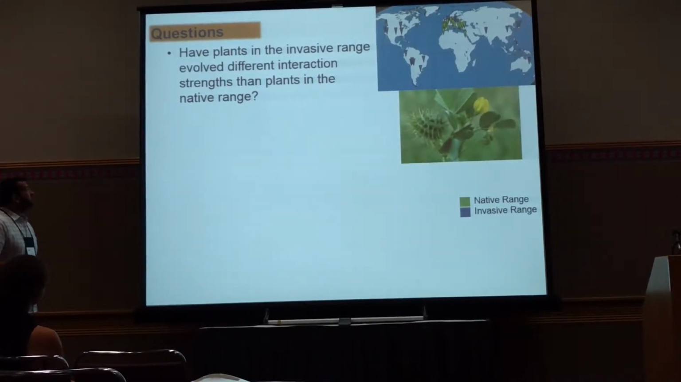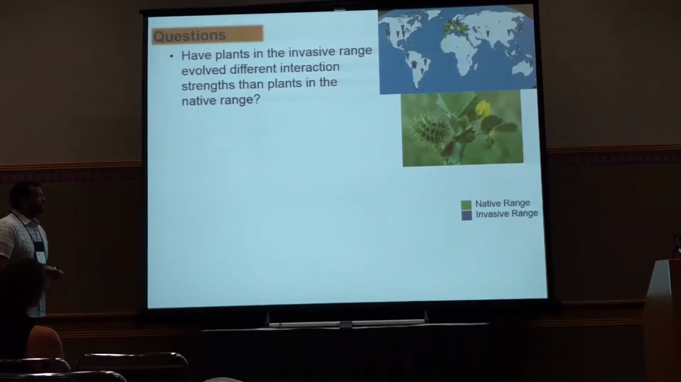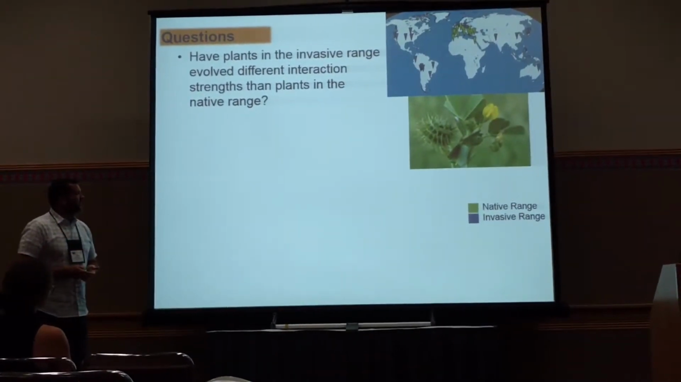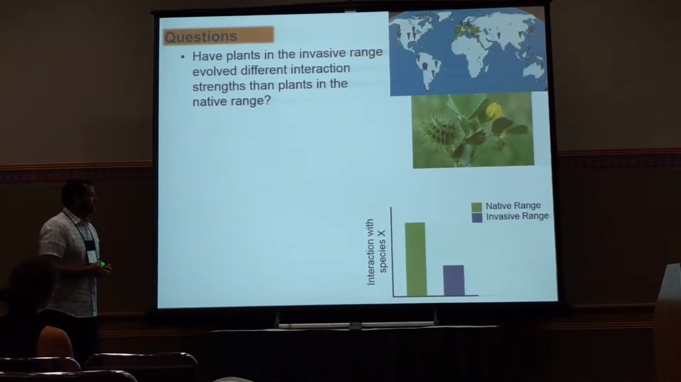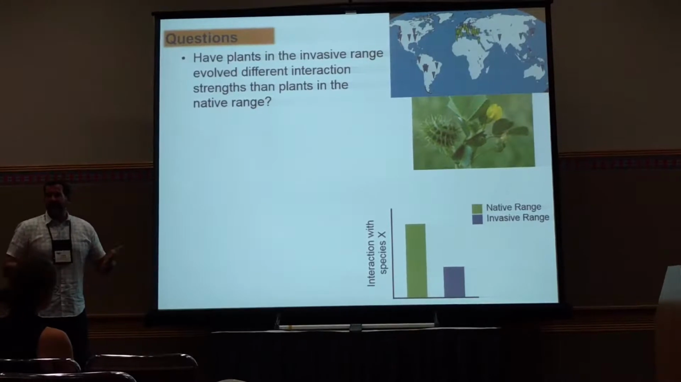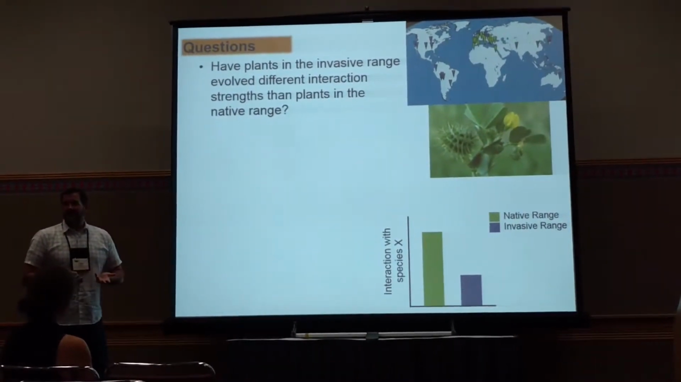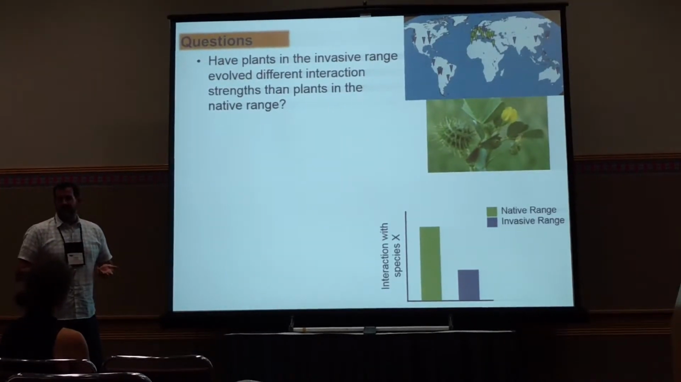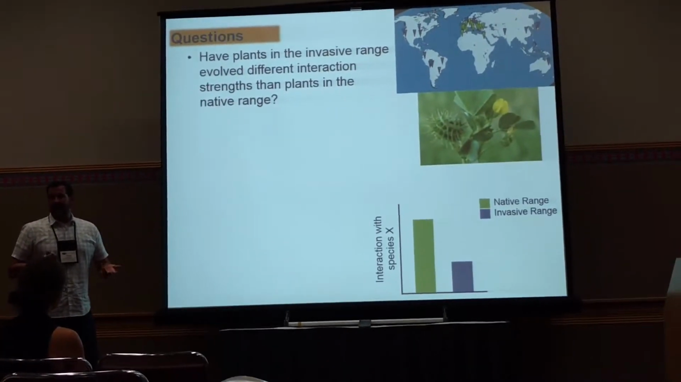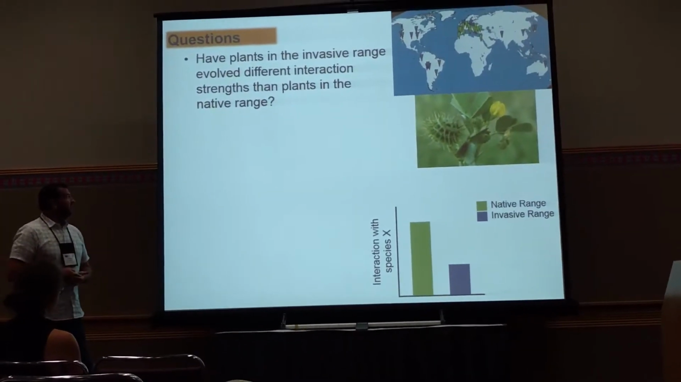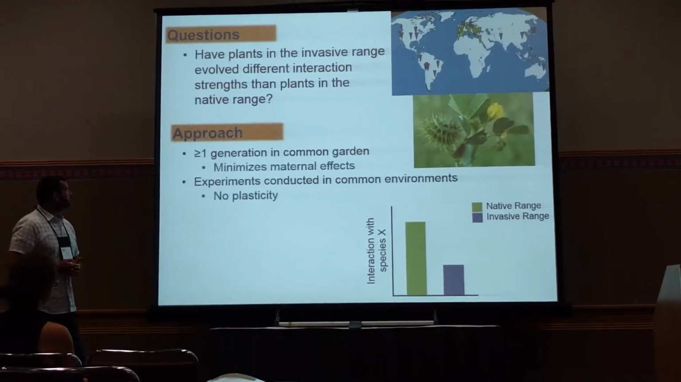So what we're going to do is ask whether plants in the invasive range differ from plants in the native range, and so we're going to look at interaction with one species and just look at whether those native range genotypes differ in those interactions from the invasive range genotypes, suggesting that some evolution has occurred either in the native or invasive range in different ways.